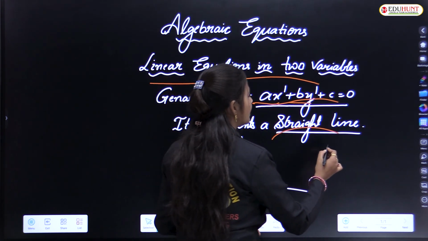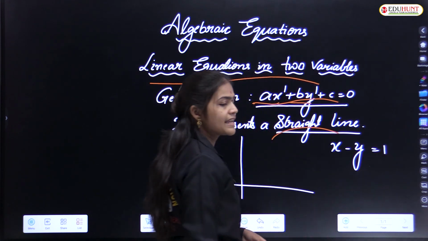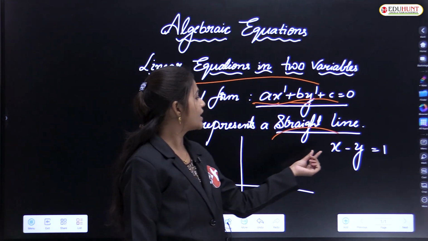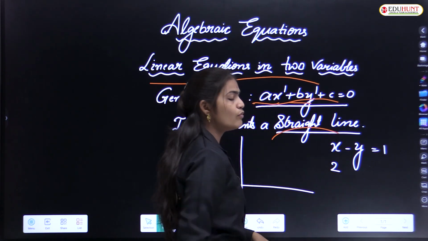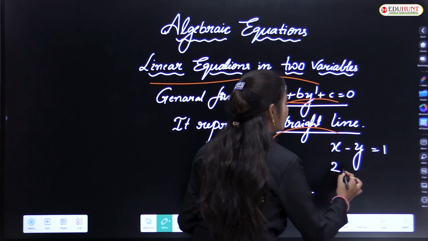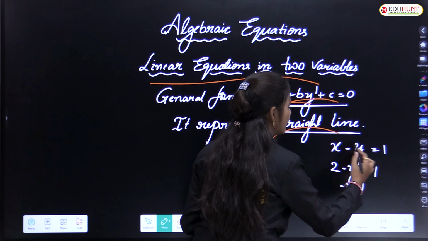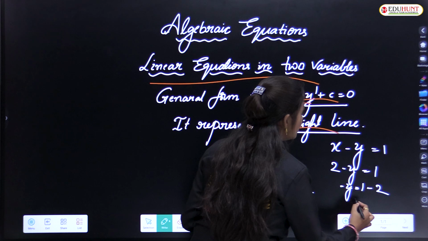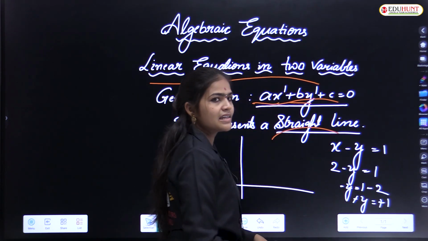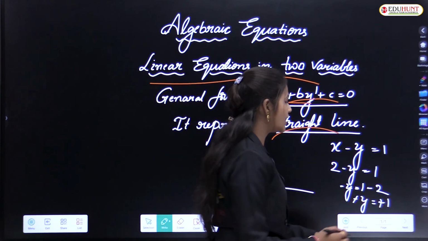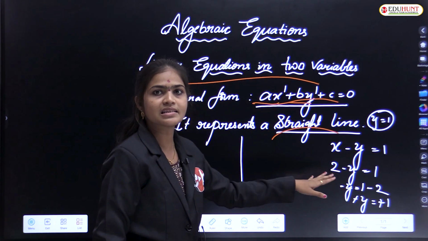Okay, for example here, x minus y is equal to 1. So for example, if you take x is equal to 2, then what is the value of y? 2 minus y is equal to 1. So minus y is equal to 1 minus 2, that is minus 1. So minus and minus get cancelled, so y is equal to 1. I will tell you about this later, I am just saying substitution.